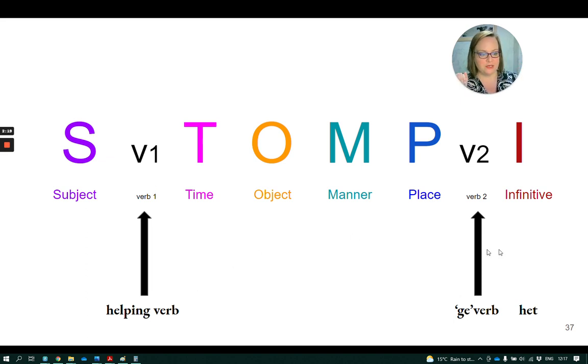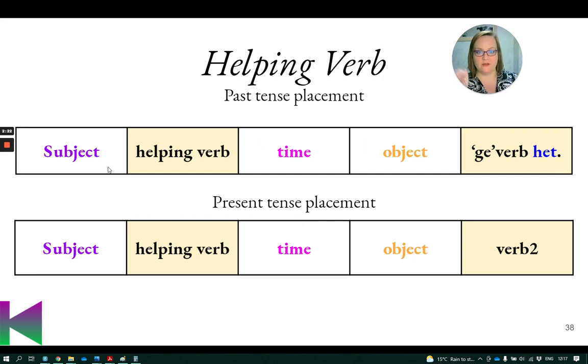So let's look at another picture just to show you the differences. Okay, this is the past tense placement, this first one: subject, helping verb, time, object, verb, and het. When you had the present tense, you had subject, helping verb, time, object, verb. So the subtle difference, and I'll show you at the end, one present tense sentence with a helping verb and one past tense: all that really happens is at the end it gets a verb and a het. The same rule applies for those verbs that have the prefix ont, be, ge, her.